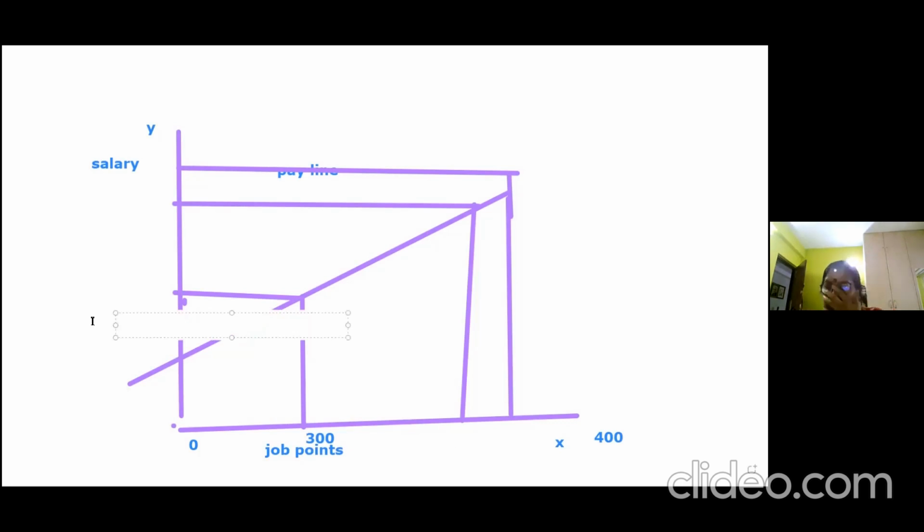Is this very clear, first of all? Yes. A pay line establishes, what did you do? You did a pay line through your scattergraph. So any point on this line represents both the number of job points for that particular job and, corresponding to it, the salary. That's very clear.